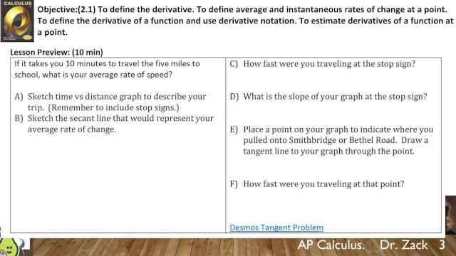After completing your lesson preview, you should have figured out that the secant line as related to the average rate of change is really important, but often what we're looking for is an instantaneous rate of change. So the slope at one point in time. That is the derivative.